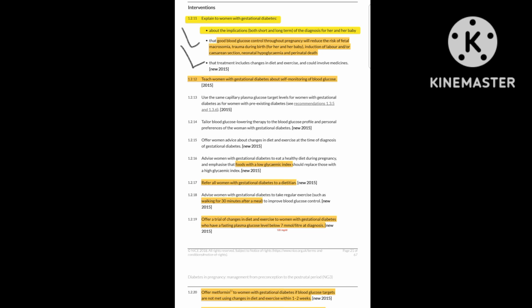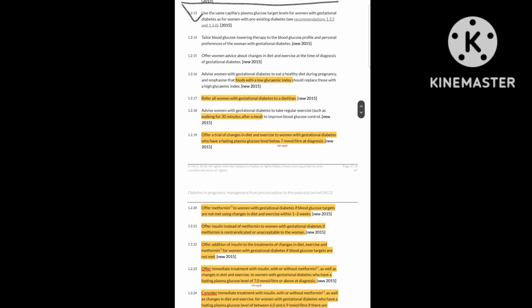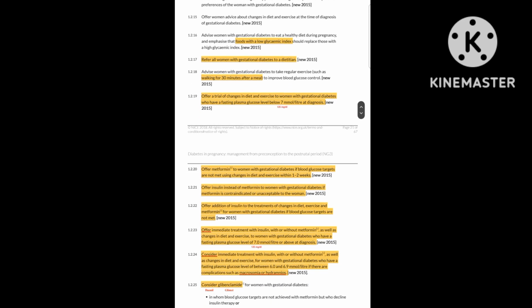Teach women with gestational diabetes about self-monitoring of blood glucose. Use the same capillary plasma glucose target levels for women with gestational diabetes as for women with pre-existing diabetes. Tailor blood glucose lowering therapy to the blood glucose profile and personal preferences of the woman with gestational diabetes.